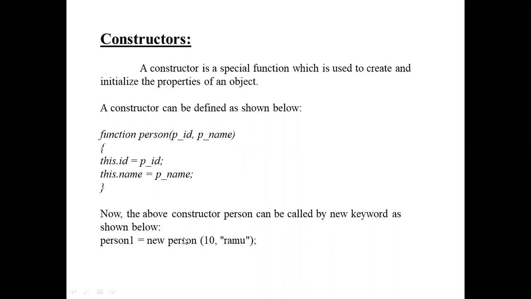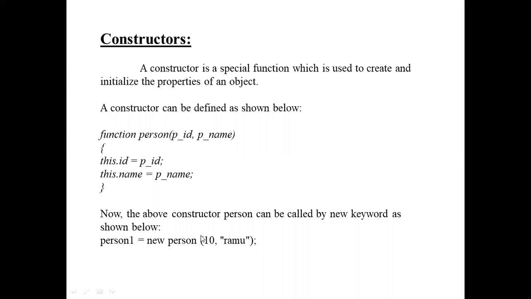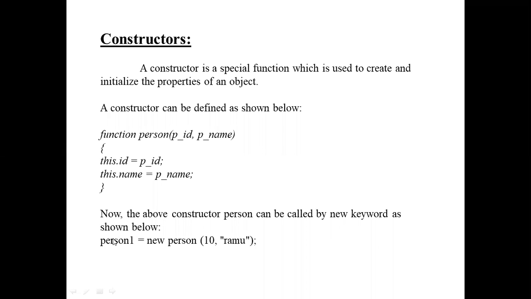Whenever a constructor is called, a new object is created. That new object is person1. So in this example, person1, that is the new object, is created whenever the constructor is called. The constructor is called by using the new keyword.